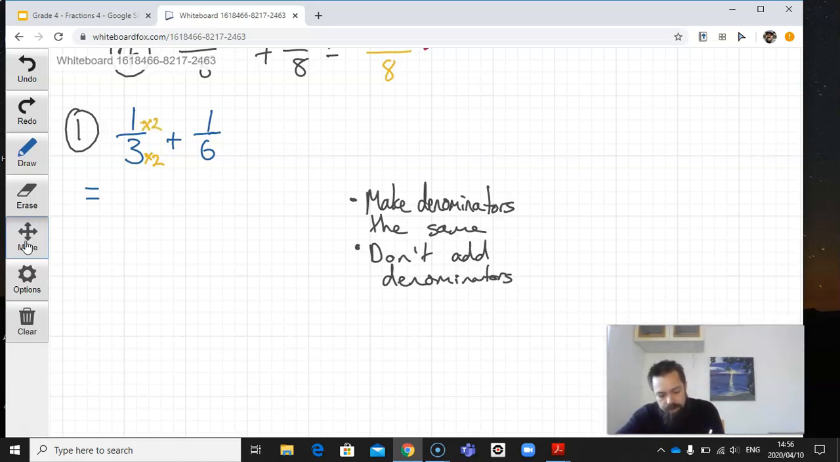So this one here, I'm not doing anything to it. I'm just rewriting it down there. That's why I'm keeping it in blue. On the other side, the one that I'm working with in yellow.